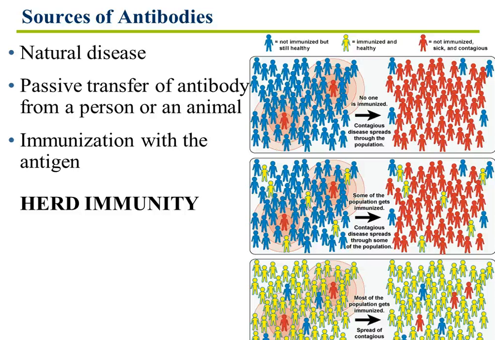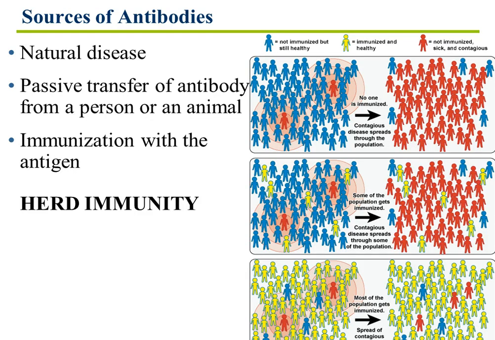Or we can purposefully expose the person to the antigen and let their own immune system respond, and that's immunization. In all cases, you are providing immunity to a population. Different ways to go about doing it. Generally, it's done either by the disease spreading through the population or by vaccinating a population. That is called herd immunity.